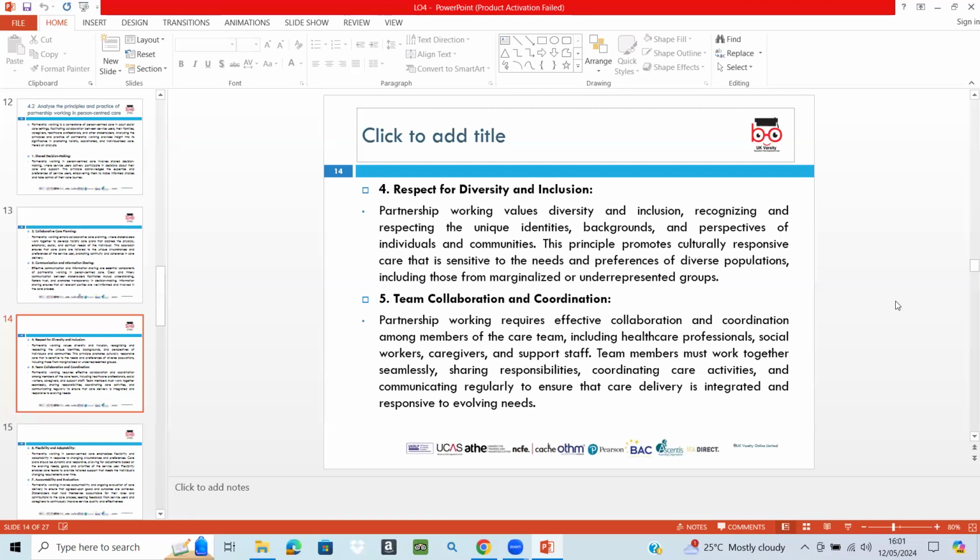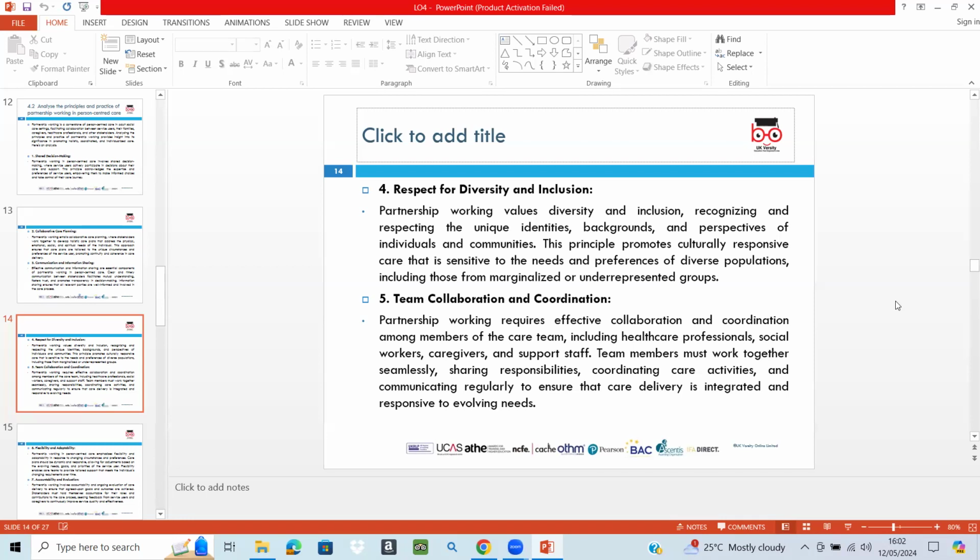Then we have team collaboration and coordination. So, effective collaboration and coordination among members of the care team are vital components of successful partnership working in person-centered care. Team members, including healthcare professionals, social workers, caregivers, and support staff, must all work together and communicate seamlessly to deliver integrated and responsive care. Teamwork involves sharing responsibilities, coordinating care activities, and maintaining open lines of communication to ensure that care delivery is holistic, individualized, and consistent across all dimensions.